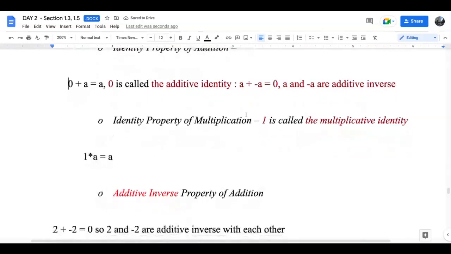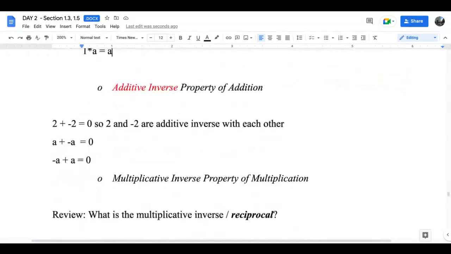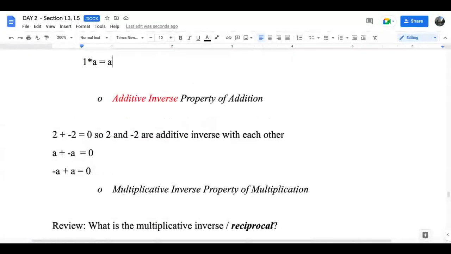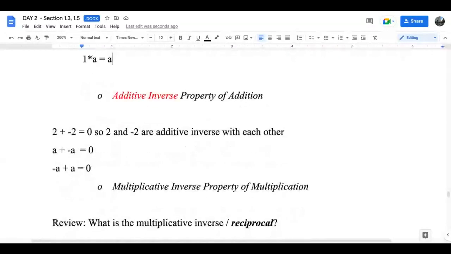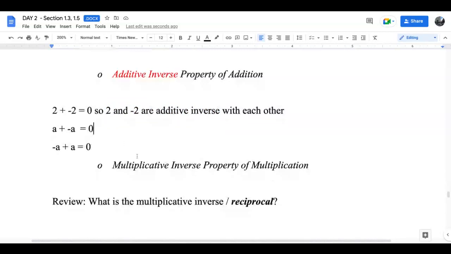Identity property for multiplication. So 1 is called the multiplicative identity, because 1 times A will be A. 1 times anything will be anything. Additive inverse property. I talked about this already. 2 plus -2 equals 0. 2 and -2 are additive inverses of each other. A plus negative A is 0, negative A plus A is 0.